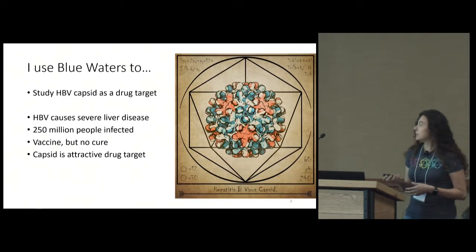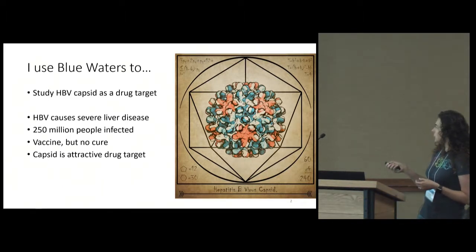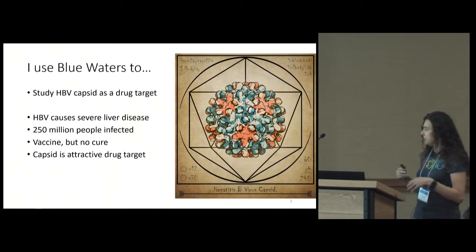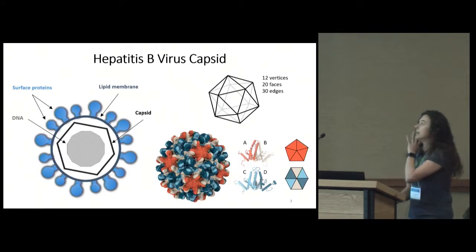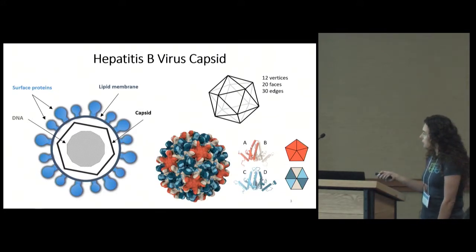And the capsid of the virus, which is depicted here artistically on the right, is really attractive as a drug target. The capsid is a protein shell at the center of the hepatitis B virus that wraps around the viral genome.